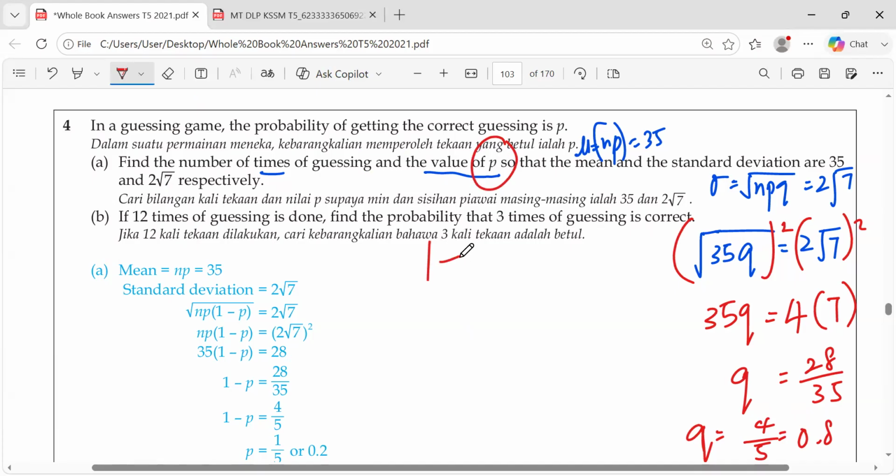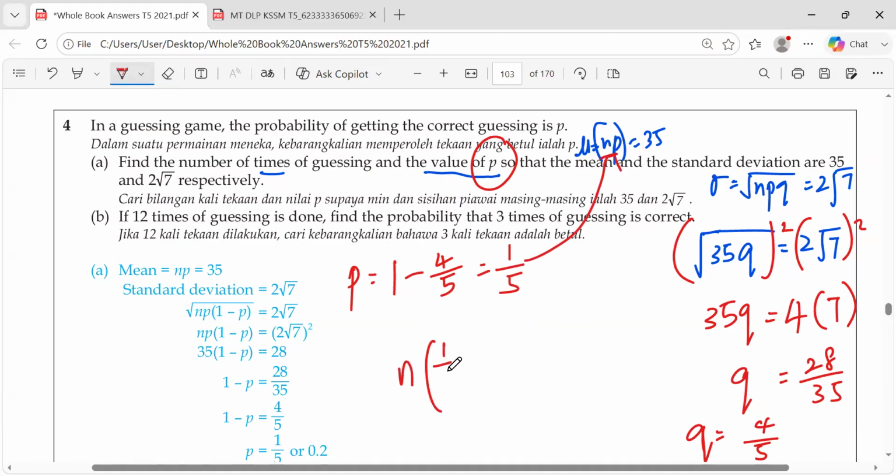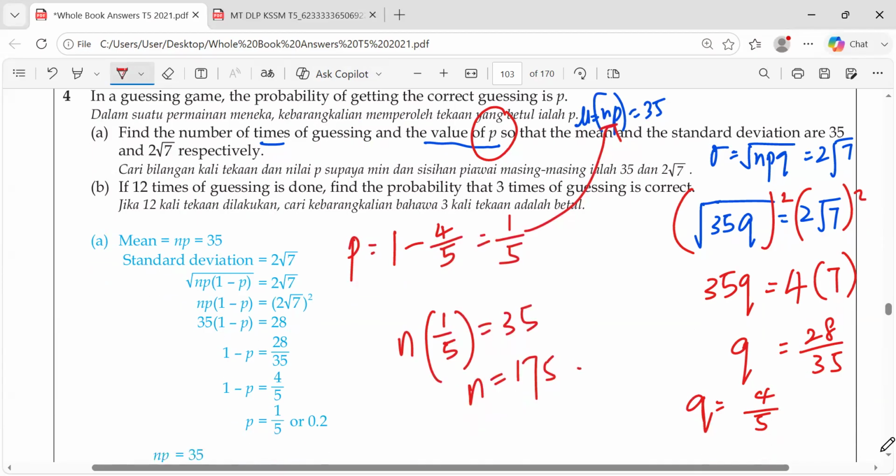So P is 1 minus Q, or P plus Q equals 1. Either one is up to you. So P, I can get 1 minus Q, which is 1 over 5. If I use 4 over 5 for Q, the answer must be 1 over 5. And then he needs N. How to get N? You substitute the P inside. NP equals 35, so 35 times 5, I get N. Okay? So this is the answer.